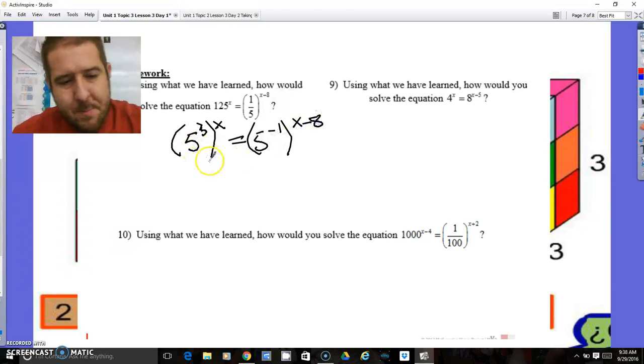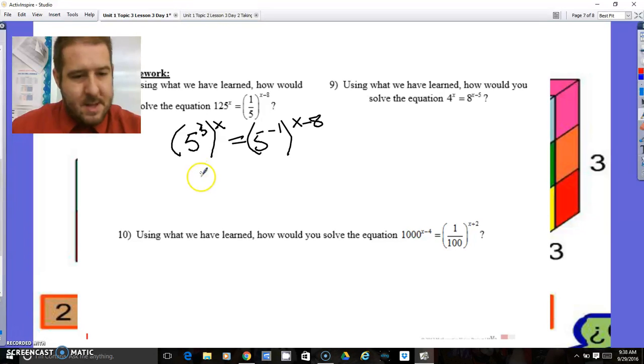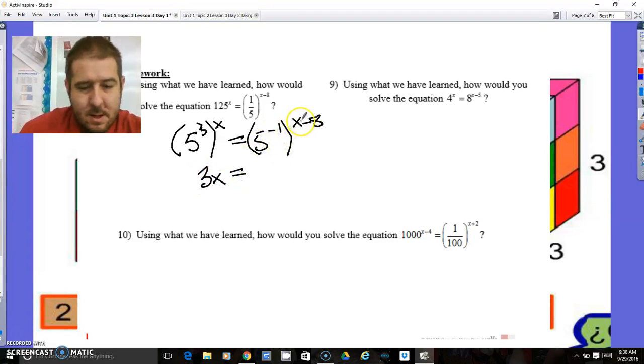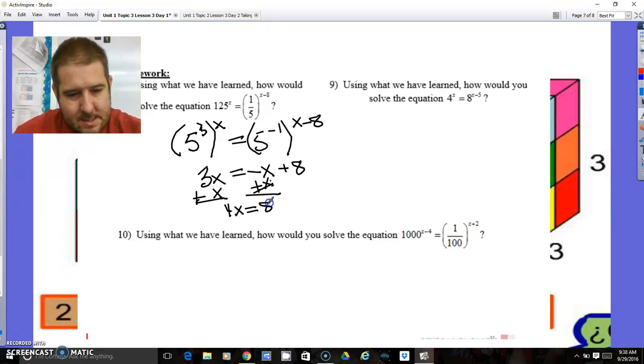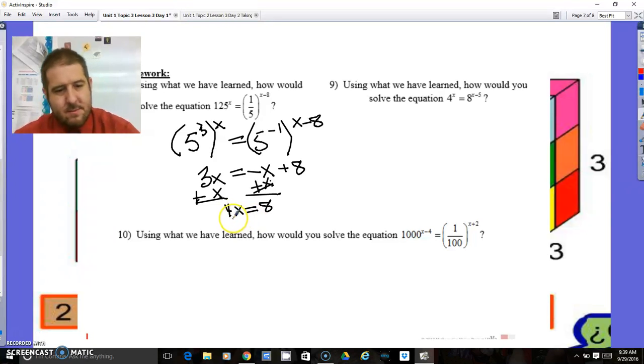All right, so now we've got to use the power to a power rule. 5 to the 3 times x is 3x, equals 5 to the negative first. Got to use the distributive property. Negative 1 times x is negative x. Negative 1 times negative 8 is plus 8. Add x to both sides. So now we get 4x equals 8. And yes, you can see the answer already. Divide both sides by 4. The answer is 2.